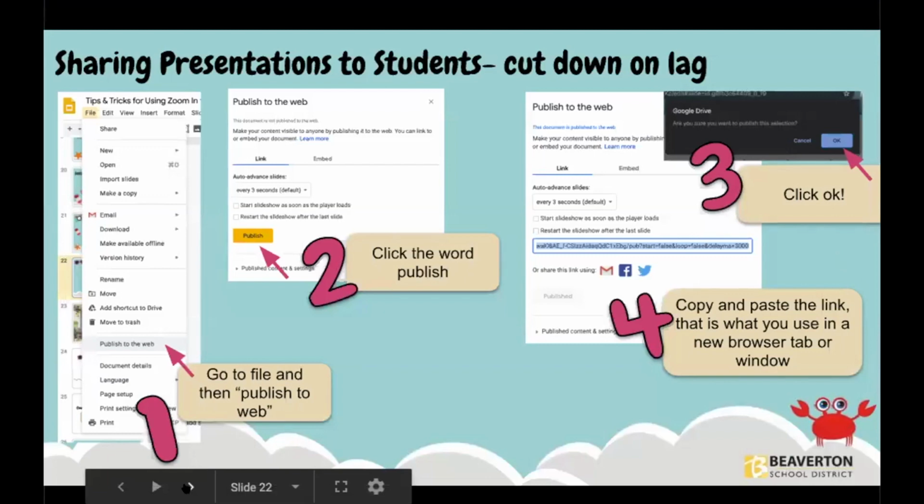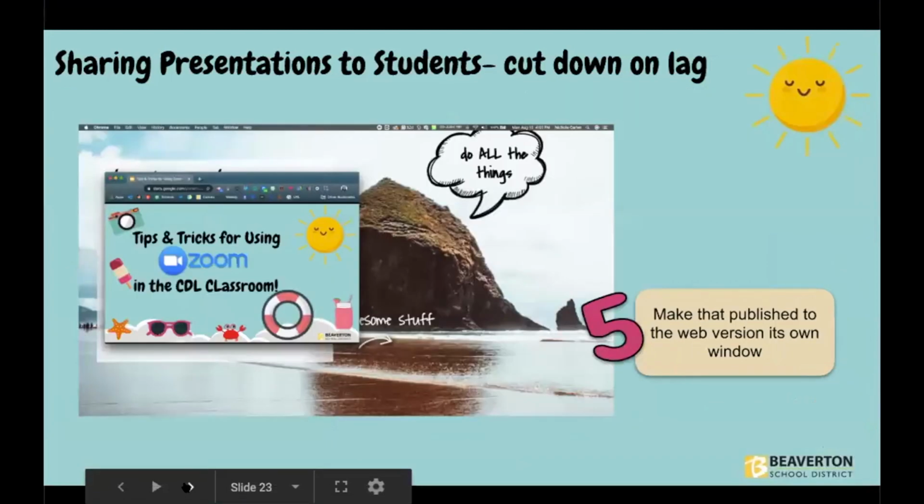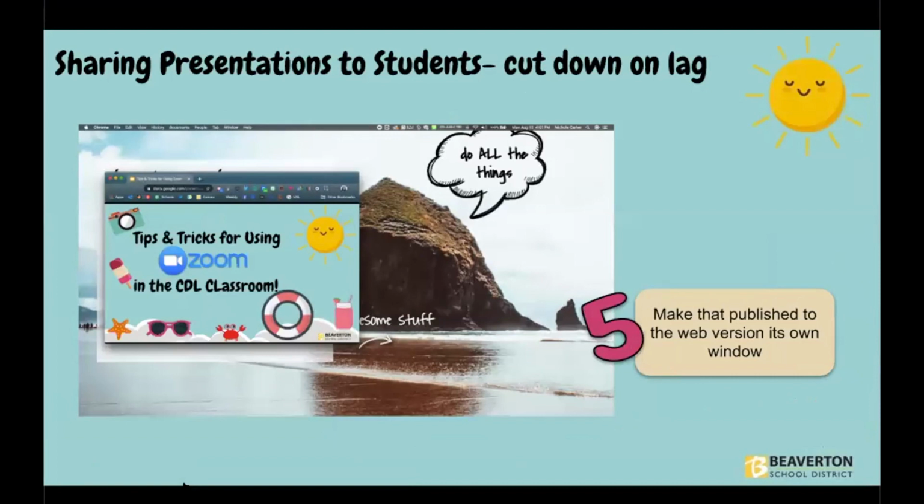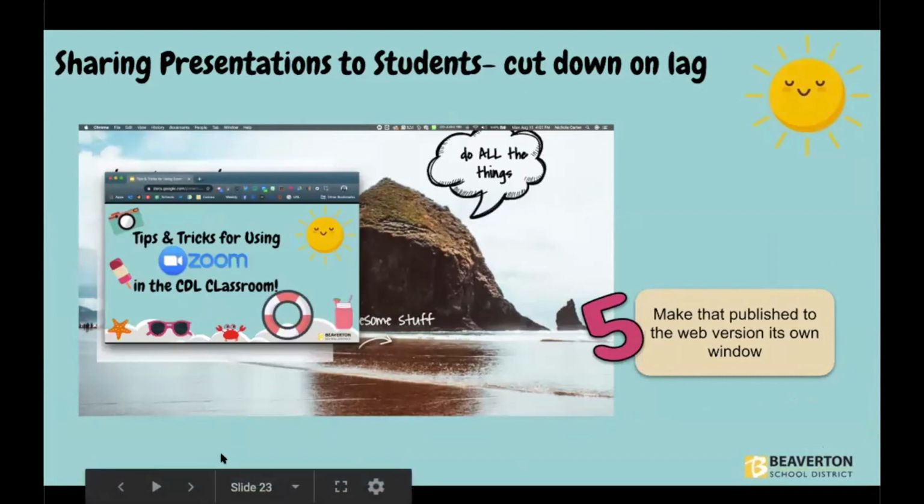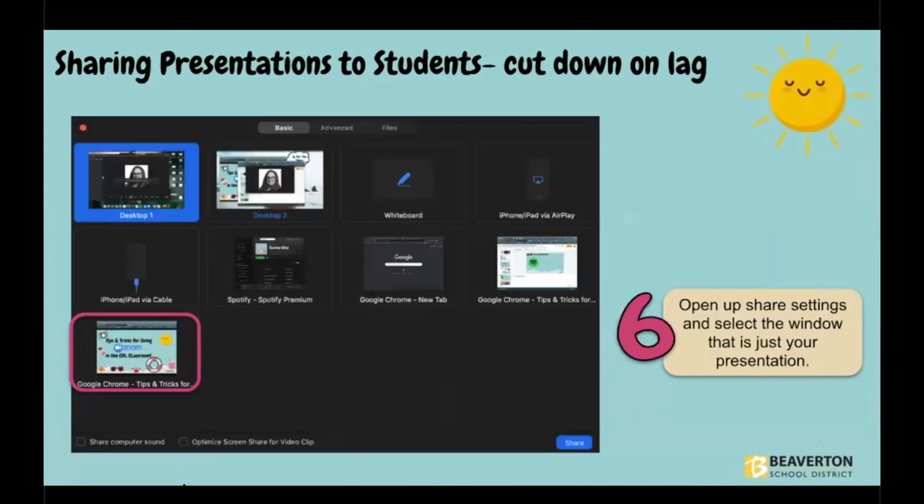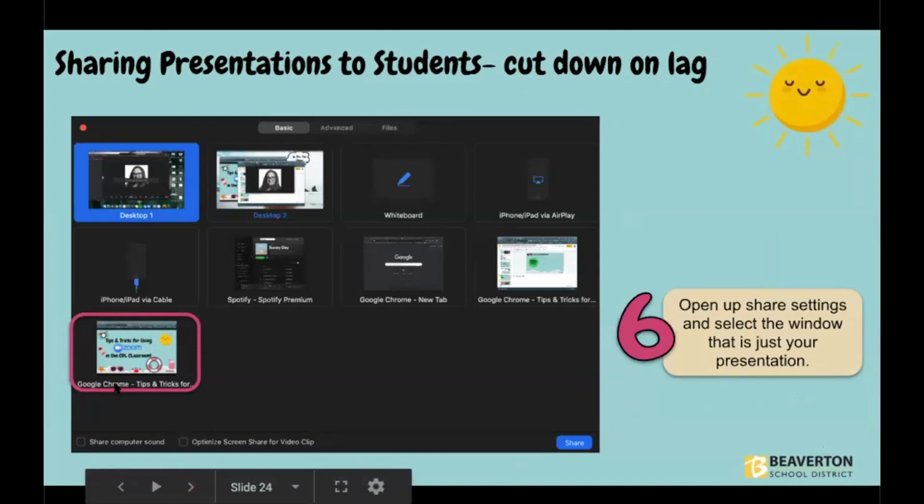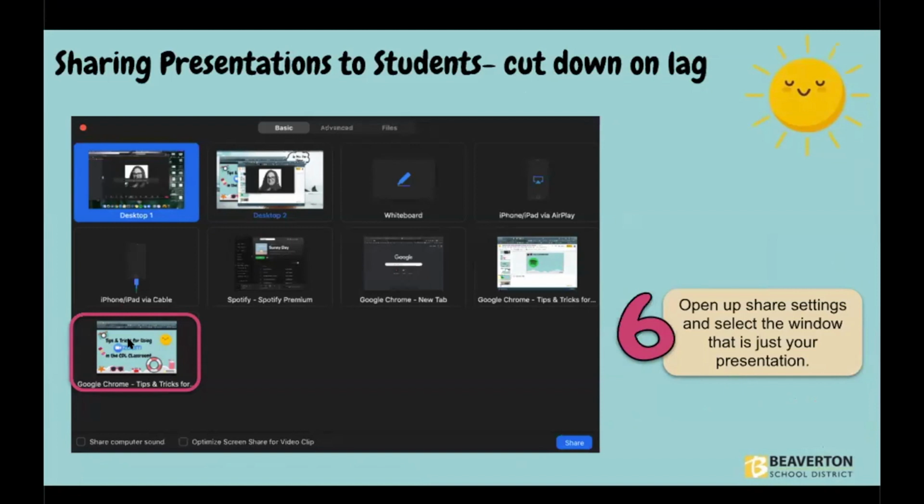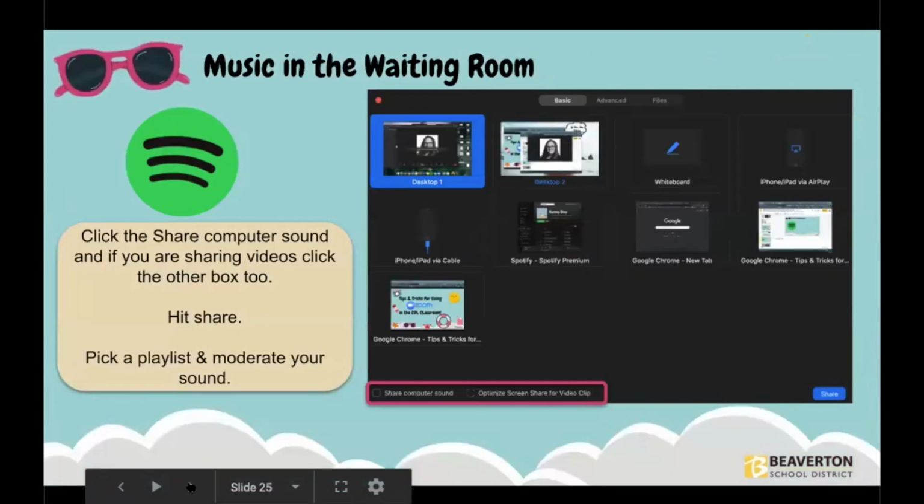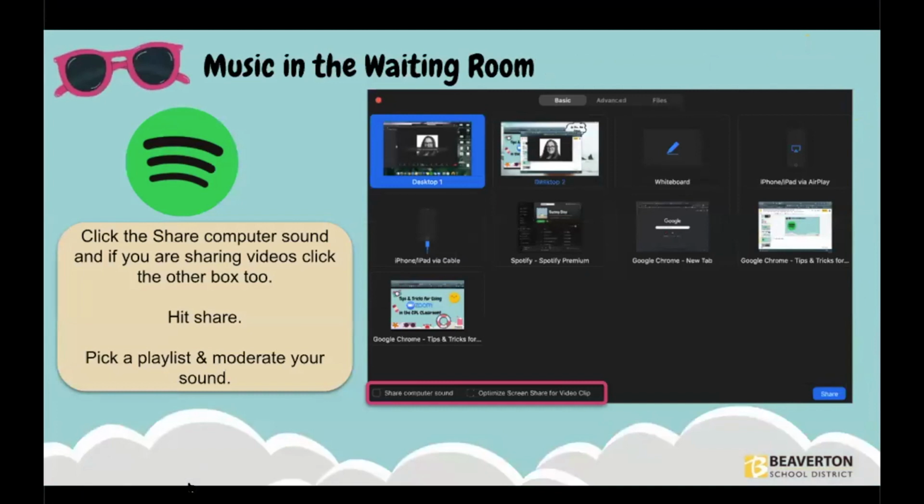Okay, and then additionally, once you have that ready to go, like I said, I open that in its own screen. So I try to minimize as many tabs and windows as possible, and I just have that Publish to Web version open in its own tab. There's nothing else in it. And then I go to my share screen settings, and I find that one tab, that one window, and that's what I share. Now, when I am doing my audio in the beginning, when I'm doing my waiting rooms, this is the most important part.